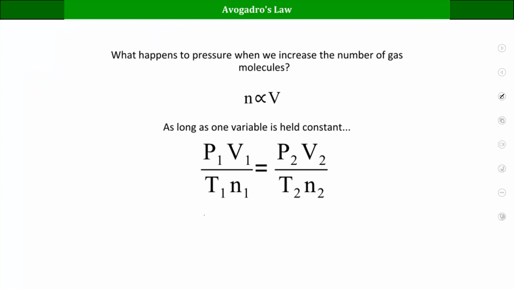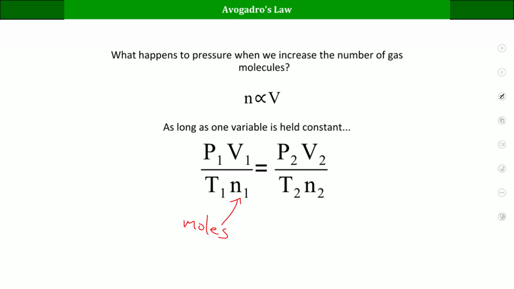And so here's our last combined form here. This is the final form. Goku Dragon Ball Z style. Put all of this together. We get one combined gas law. The pressure of a gas times the volume of the gas divided by the temperature of the gas in Kelvin divided by moles of gas molecules is always equal to the same form on the other side, P2 V2 over T2 N2.